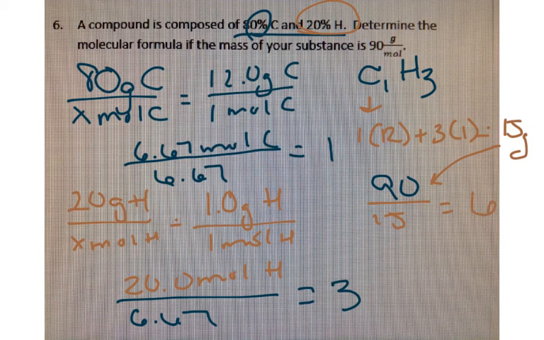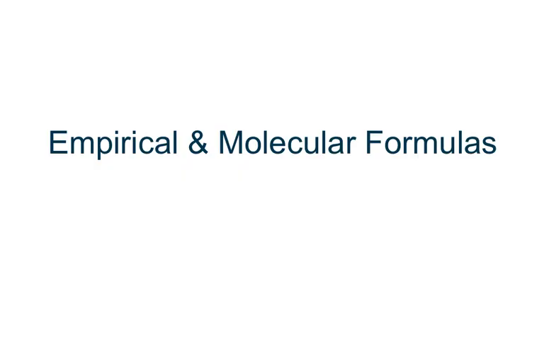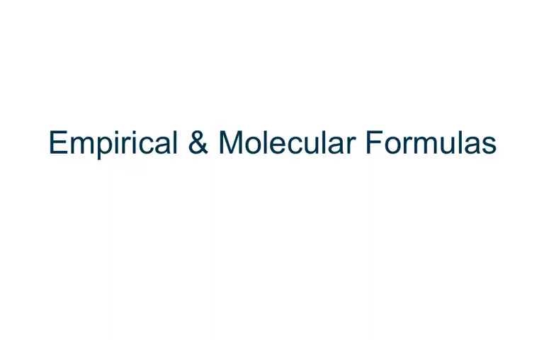So now I know that there is a multiple of 6 of my empirical formulas in my molecular formula. So what I'm going to do is take my empirical formula of CH3, and multiply those subscripts by 6, so I get my molecular formula of C6H18. Once again, it's a smart idea to actually calculate this molar mass just to make sure that you're right. So you're going to take 6 times 12 plus 1 times 18, and you do end up getting 90. So I know that my molecular formula of C6H18 was correct.